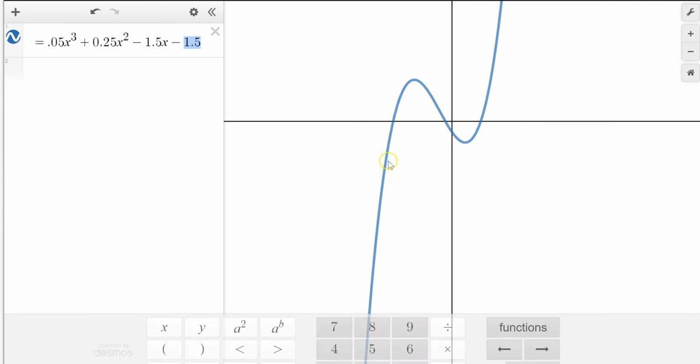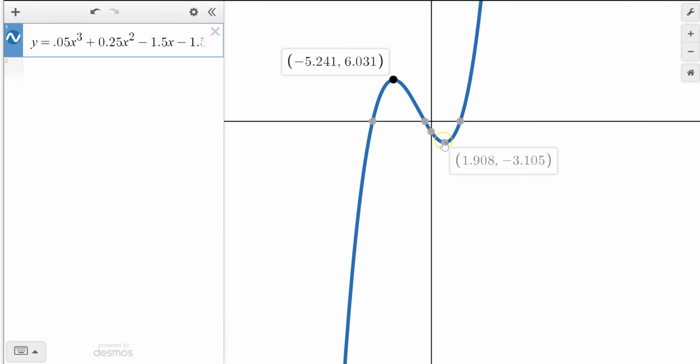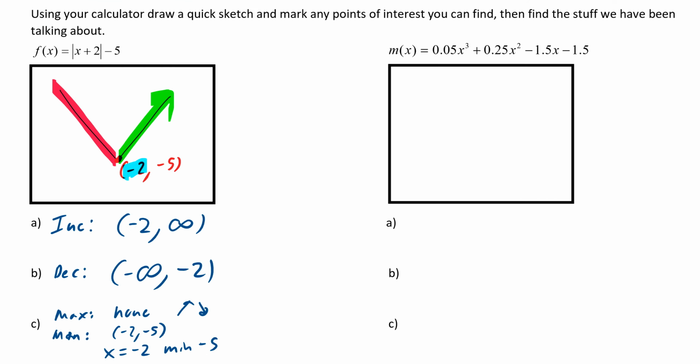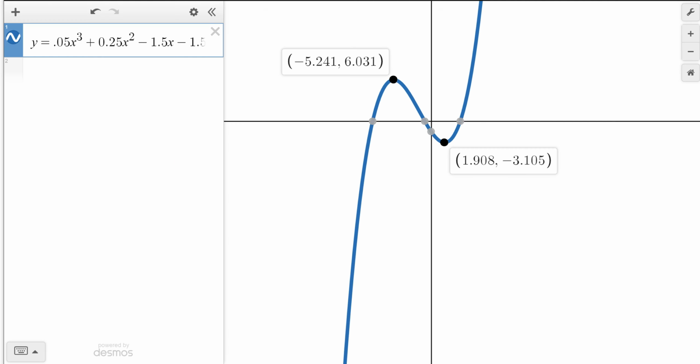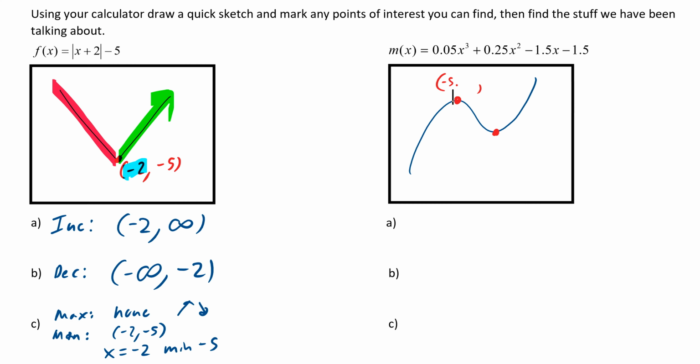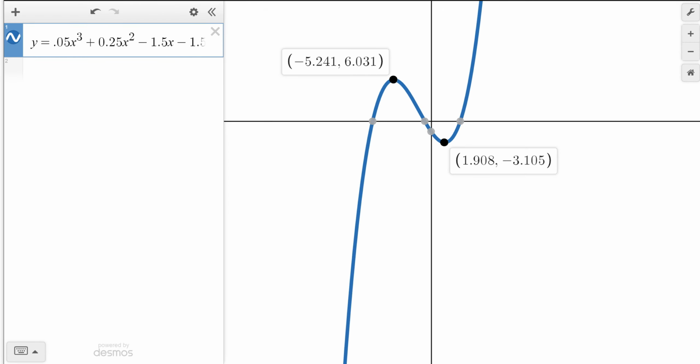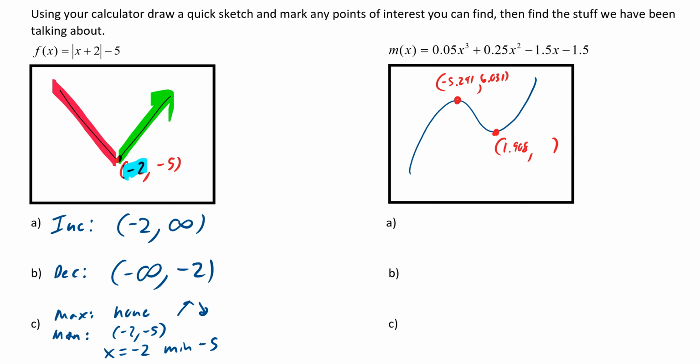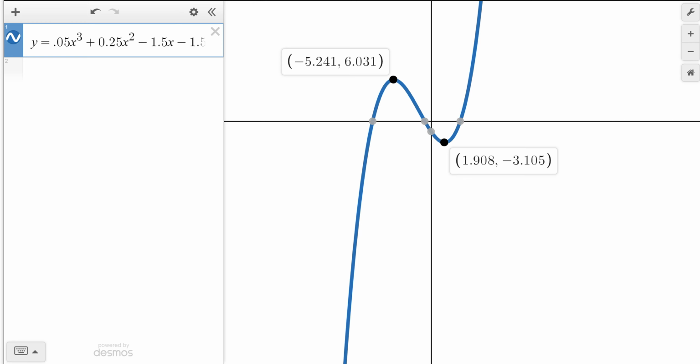So we can even scroll out and look at it. And so again, we're looking for those critical numbers. So -5.241. Let's draw our picture. It looks like this. We have a point here, a point here. There's -5.241, yep. 6.031. And 1.908. -1.305. See if I'm right on that one. Yeah, look at that. All right, so those are our points.